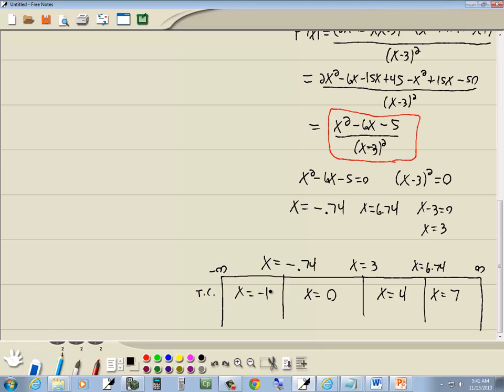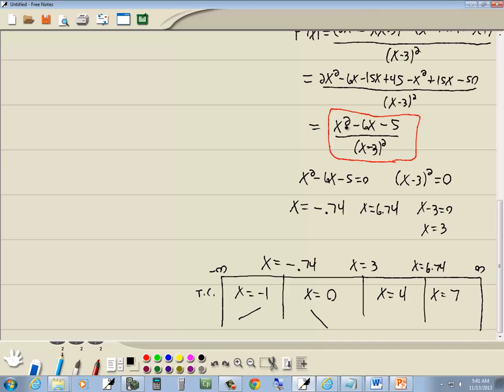If I plug in our first interval here, negative 1. Negative 1 squared is 1. Negative 6 times negative 1 is a positive 6. 1 plus 6 is 7, minus 5 is positive, so this is increasing. If I put 0 in here, 0 squared is 0. 6 times 0 is 0. 0 minus 5 is negative, so it's decreasing.